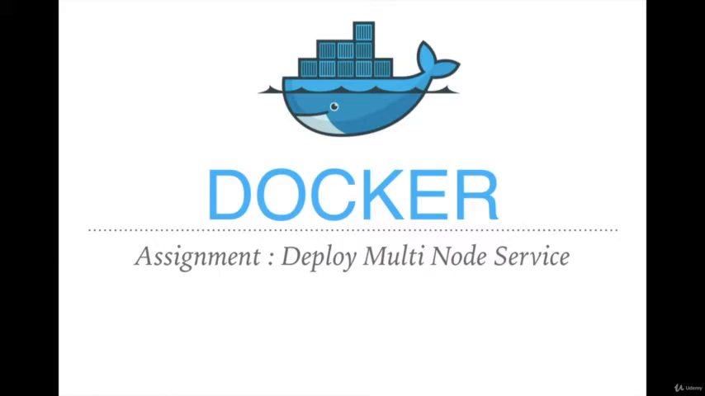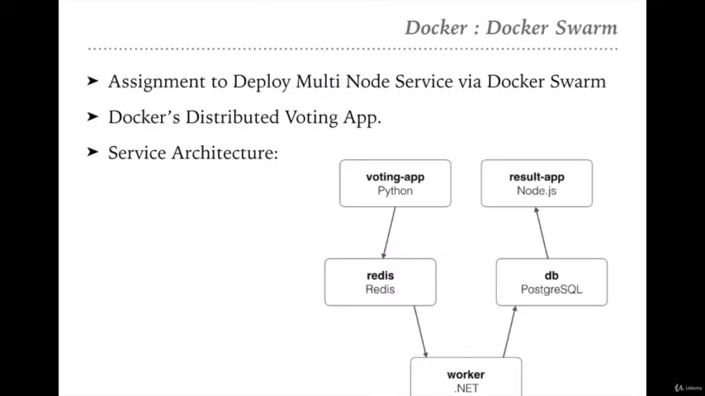So let's start. In this particular assignment, we are going to deploy a multi-node service with the help of Docker Swarm, right? There is a very famous distributed voting app, which is called Docker's distributed voting app. This app was published 2 years back in 2017 with the Docker community. And this is the architecture of this particular app.